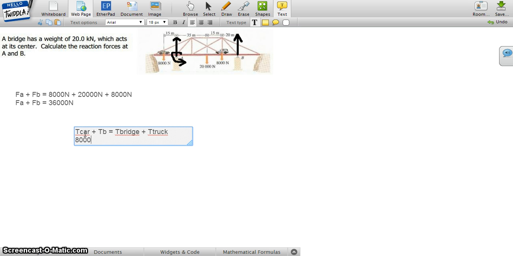So that's going to be 8,000 newtons times the distance away, which is 15 meters, plus the force of B, which I don't know what that is, times the distance away, which is 70 meters. That's going to be equal to 20,000 newtons times the distance away, which is 35 meters, plus 8,000 newtons times the distance away, which is 50 meters.